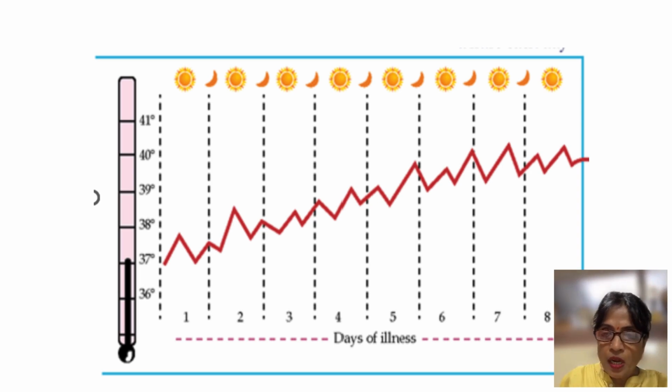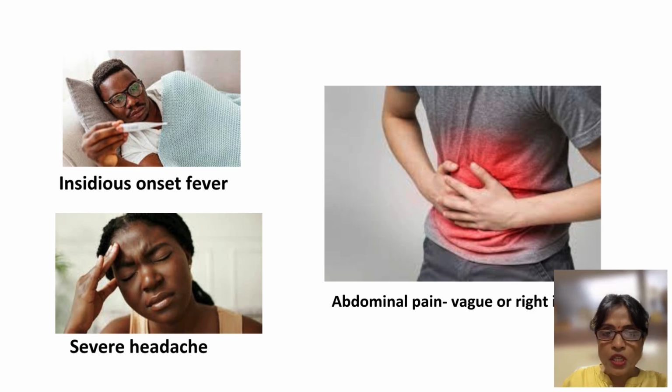So, along with this, there are other features which are associated with enteric fever. So here there is an insidious onset of fever, and then there is severe headache and abdominal pain. Vague abdominal pain or more localized to the right iliac fossa, because the reticuloendothelial cells or the Peyer's patches present in the intestine get inflamed, and that's the reason they get a kind of vague abdominal pain. And because they are more concentrated in the ileocecal junction, the pain is likely to be more in the right iliac fossa. So this is very characteristic of enteric fever.